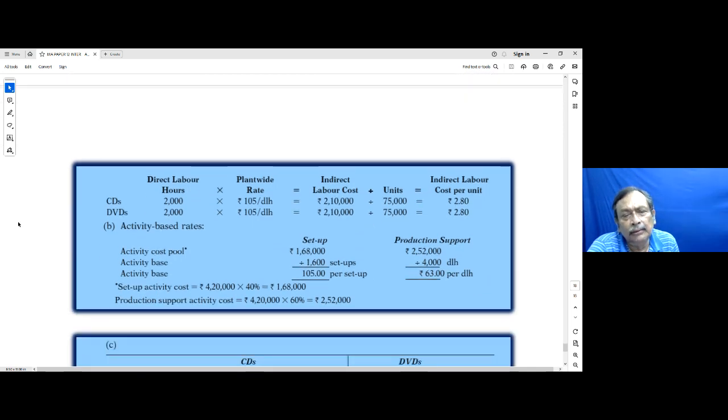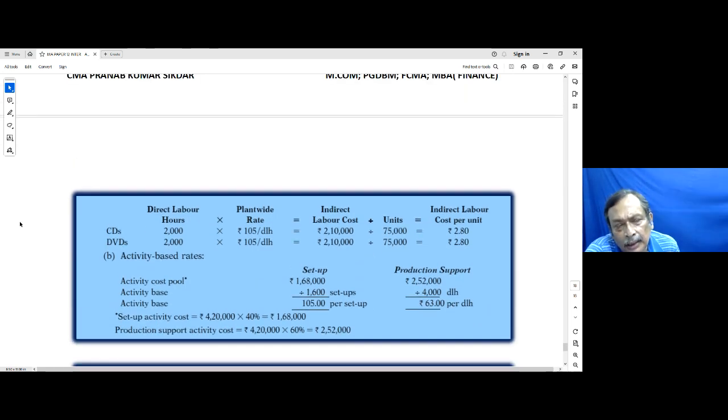Then we have the allocation of overhead costs. For CDs and DVDs, direct labor hours are 2,000 each, and the plant-wide rate is 105 per direct labor hour. So the indirect labor cost comes to 2,10,000, divided by 75,000 units. So the indirect labor cost per unit comes to 2.80 and 2.80.